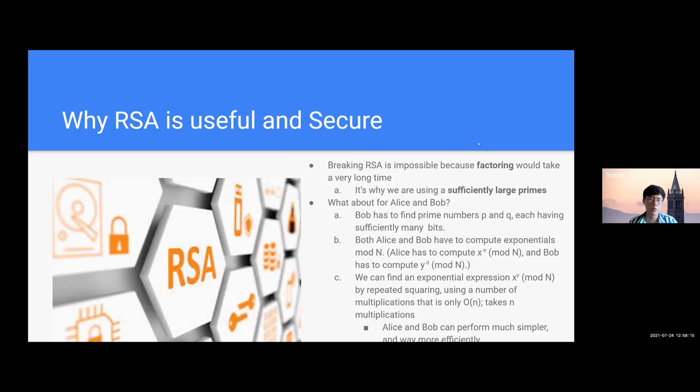But there is also a very efficient technique called repeated squaring. If you know x, you can find x squared by doing x times x. Then you don't need to find x cubed, because you just do x squared times x squared to find x to the 4 mod n. It holds for all exponents that are powers of 2, like x to the 8, x to the 16. With repeated squaring, it takes at most about n multiplications. So Alice and Bob can perform this much more simply and efficiently.